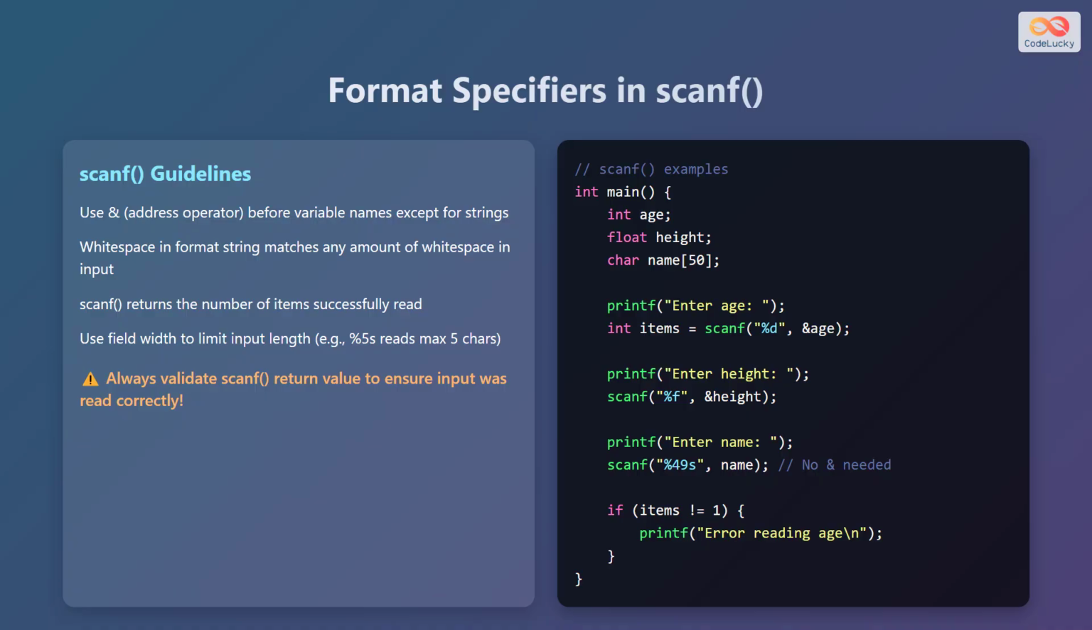Finally, let's discuss how to use format specifiers with the scanf function. It's important to use the ampersand, that is, the address-of operator, before variable names except when dealing with strings. White space in the format string matches any amount of white space in the input. scanf returns the number of items successfully read. Use field width to limit input length. For example, %49s reads a maximum of 49 characters to prevent buffer overflows.